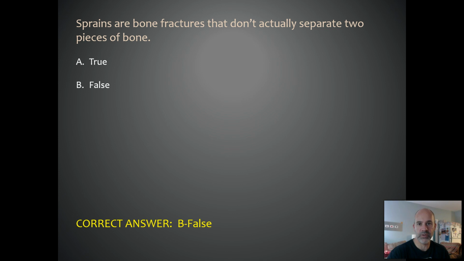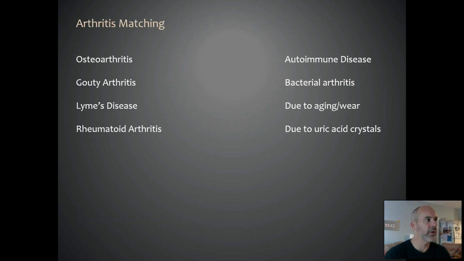So if you rip those, you tear them at a joint due to a sprain, they don't heal very quickly. It can take a lot longer for a sprain to heal than for a broken bone to heal. Here's, I think, the last question, a matching question about the different types of arthritis. So be sure you review those.